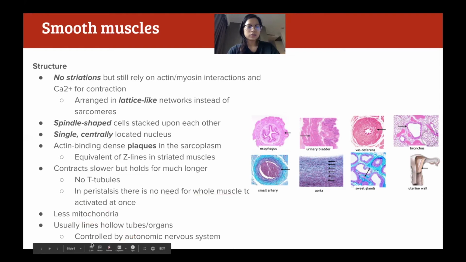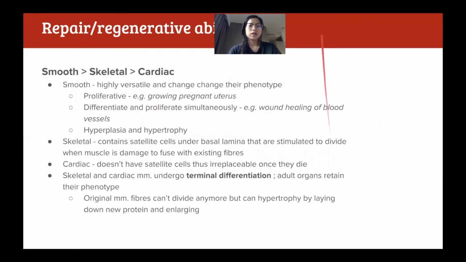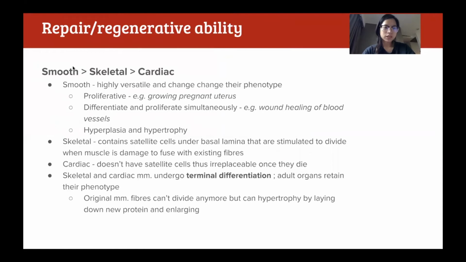The organs they're found in are the ones innervated by the autonomic nervous system. So these are all examples of it. And lastly is the repair and regenerative ability of these different types of muscle cells. Smooth muscle cells come first, then skeletal, and then cardiac muscle. This is how well they can repair themselves when they're damaged.